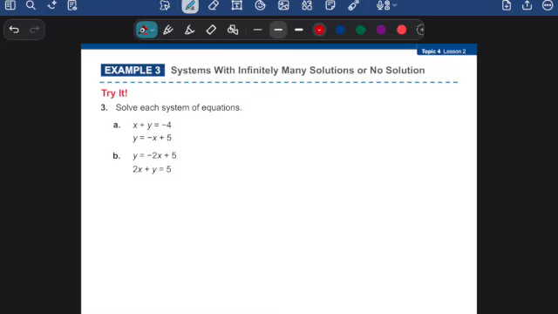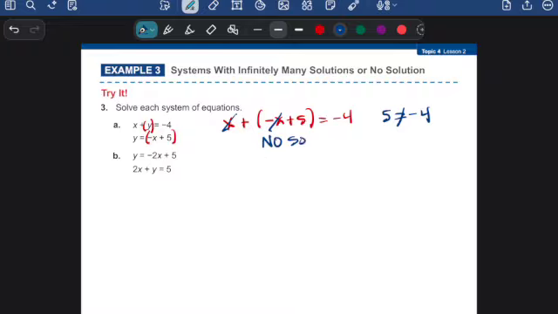Try it number 3. Let's solve using substitution. So y is going to substitute with negative x plus 5. So let's rewrite the first equation. x plus, I'm going to put it in parentheses, negative x plus 5 equals negative 4. Okay. Positive x minus x, those will cancel out. 5 equals negative 4. Is this a true statement? It is not a true statement. So for part A, there are no solutions.